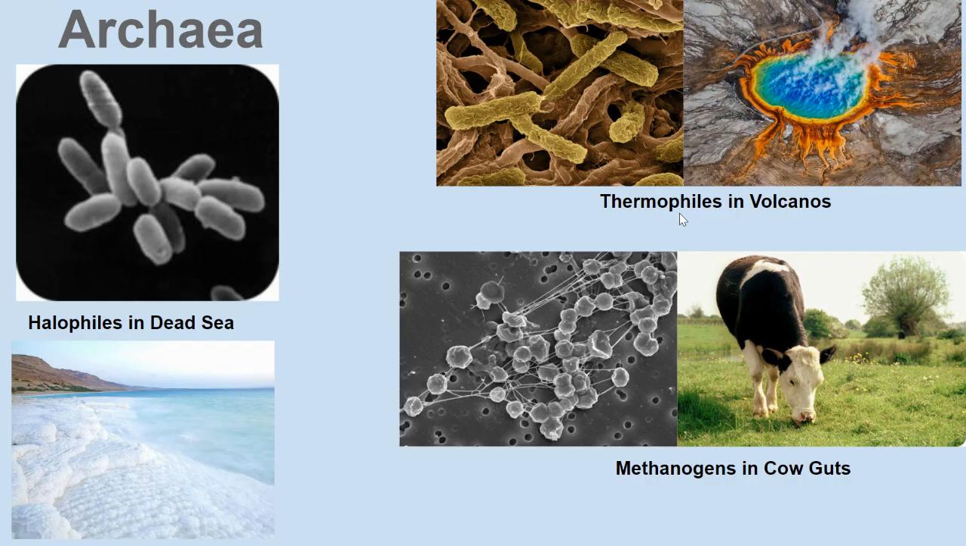Thermophiles love hot conditions like volcanoes, and methanogens love conditions where there is a lot of methane gas, which is produced during digestion. So methanogens can live in cow digestive systems or cow guts, and they actually feed on and break down the methane that cows produce as they break down their foods. And you might have heard of methane. It's kind of a stinky gas that can be passed. So archaea live in extreme environments, like really salty, really hot, or ones that contain certain kind of noxious chemicals like methane.